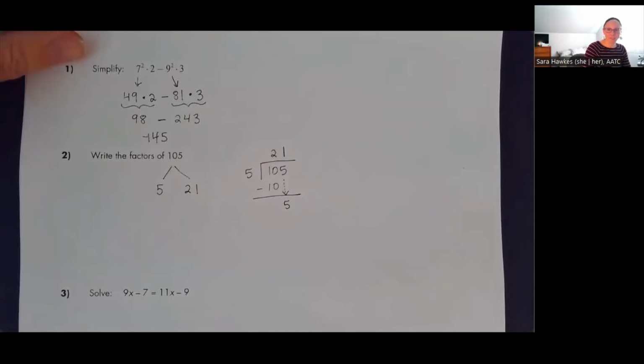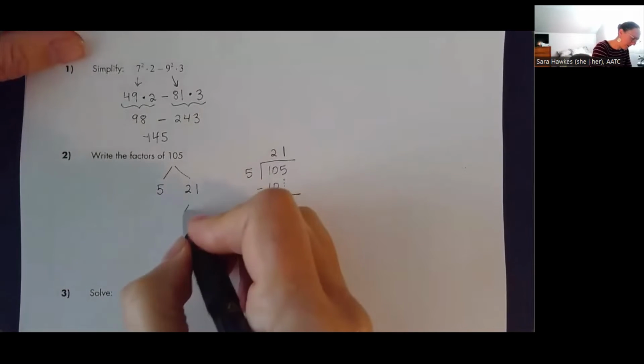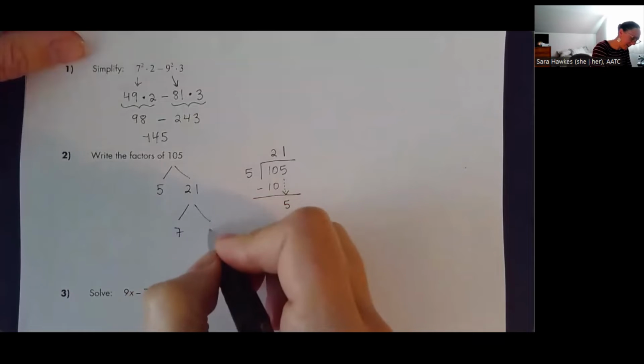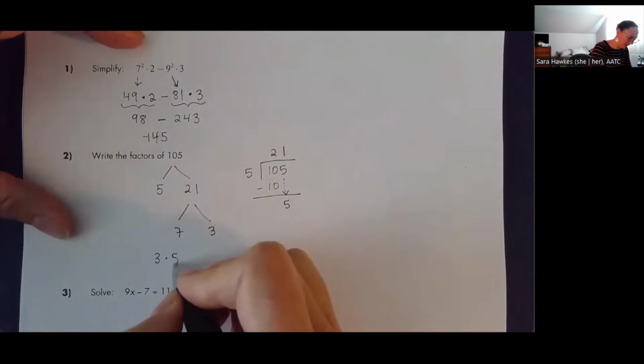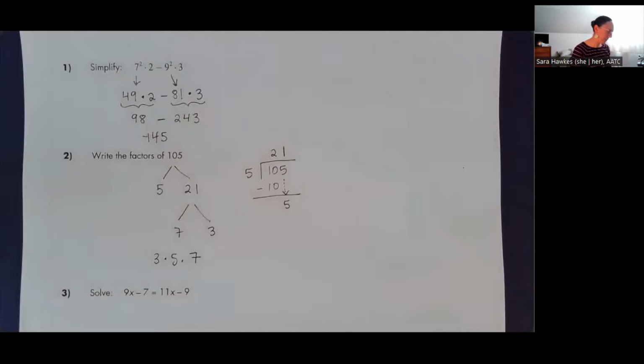Now, 21 factors further. 21 is 7 times 3. So in terms of my factors, that would be 3 times 5 times 7.